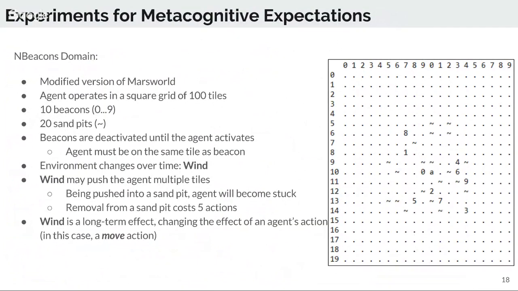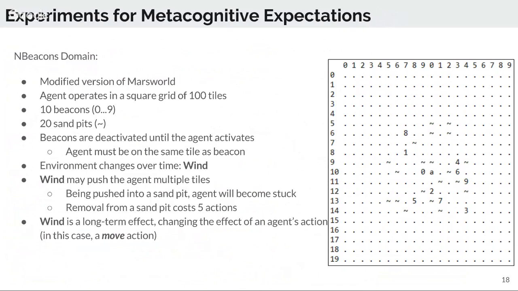So we've done some experiments, and this experiment is in the NBeacons domain, essentially a modified version of Mars World, which is something from some earlier work. Basically, it's a 10 by 10 grid, and there is an agent in the middle, and there are these beacons, which are numbered 0 to 9. The agent is given goals to navigate to a beacon and activate it, and pits that it must avoid. This domain, and the next domain I'll talk about, are fully observable. So the agent can see this, and in the beginning, the agent will just avoid sandpits, no problem.